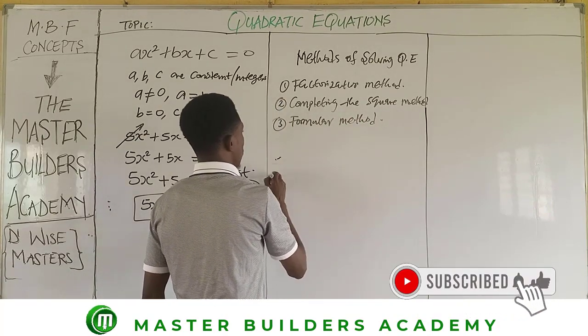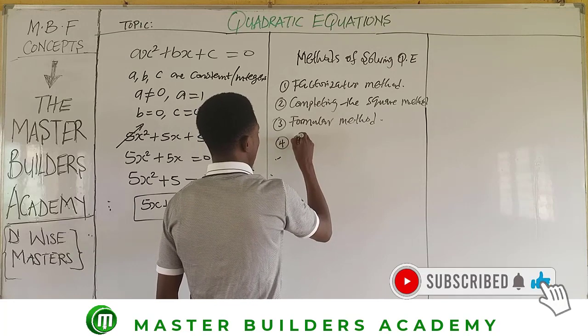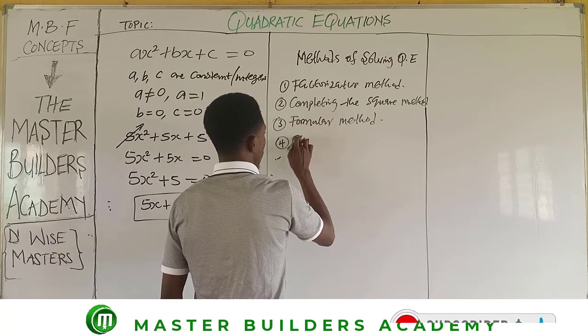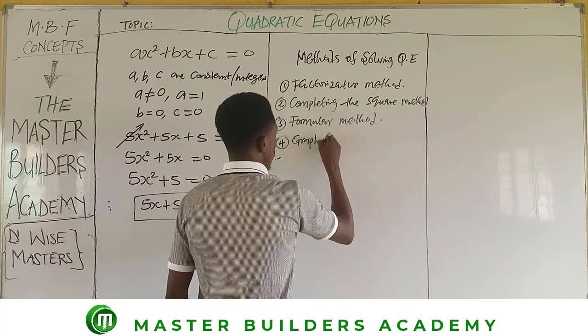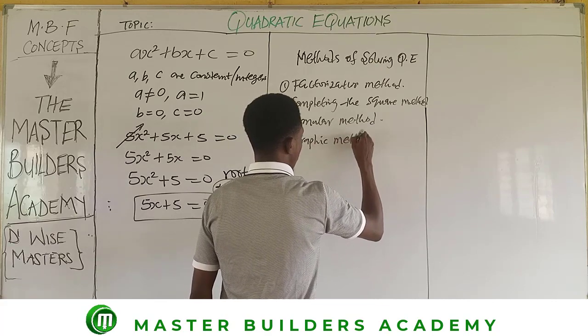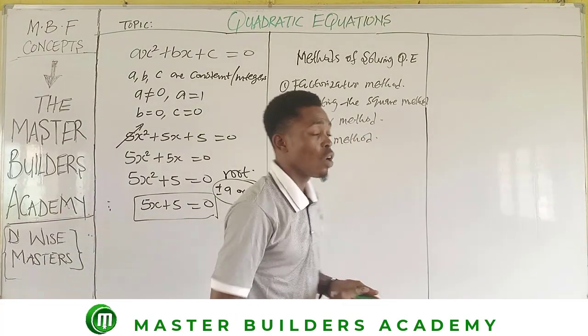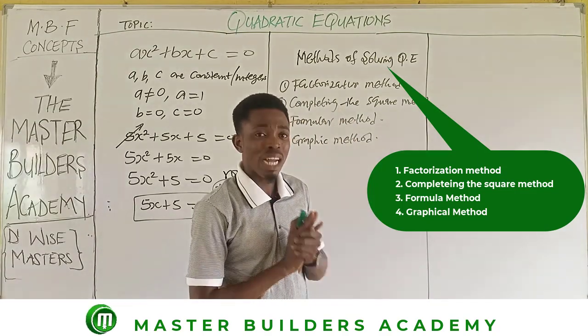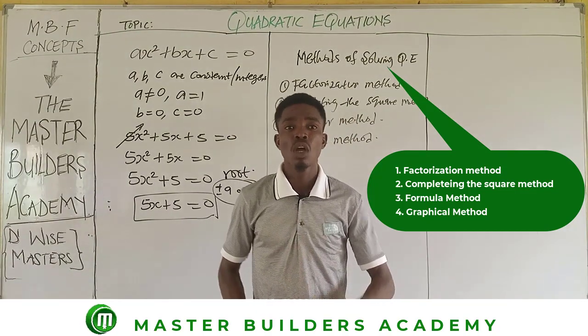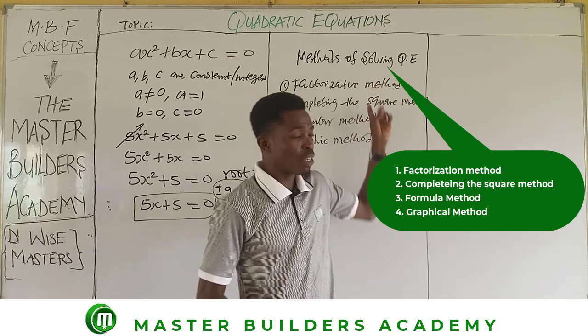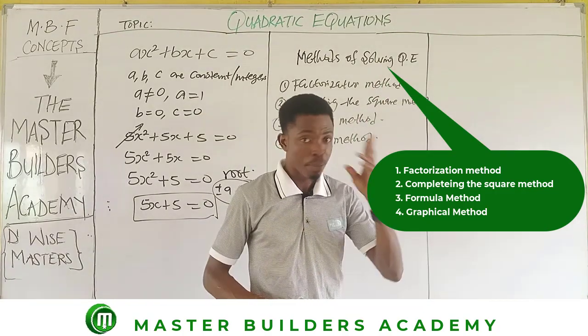Then finally, the last but not the least is called the graphical methods. Now guys, these are the basic methods of solving quadratic equation. Now listen carefully. Any of these methods that you use here, you are going to have the same result.